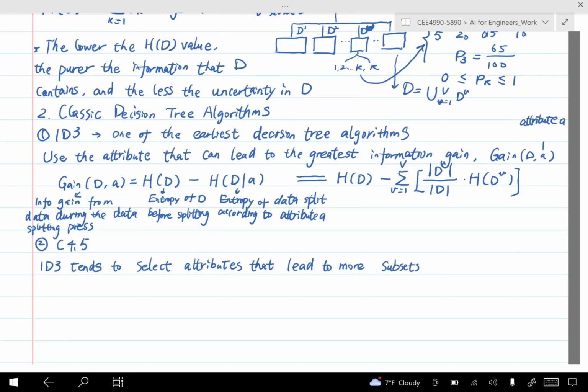For example, the first attribute might be something like age, gender, height, weight, right? And there's one attribute called your ID. Every student has a student ID. Then what ID3 will do is always select ID, because every student has a different ID number, right? A different attribute value. So if we have 50 students in this class, it will generate 50 classes. But we know that does not make sense, right? We don't want a classification model like that.